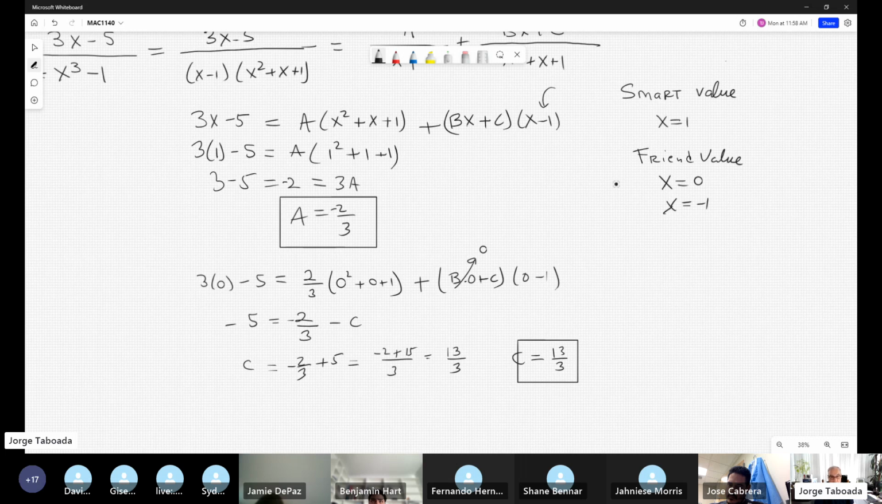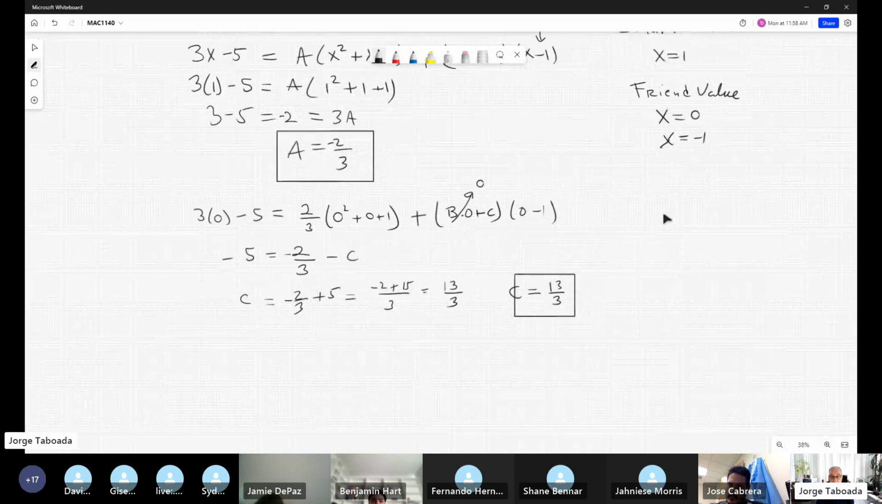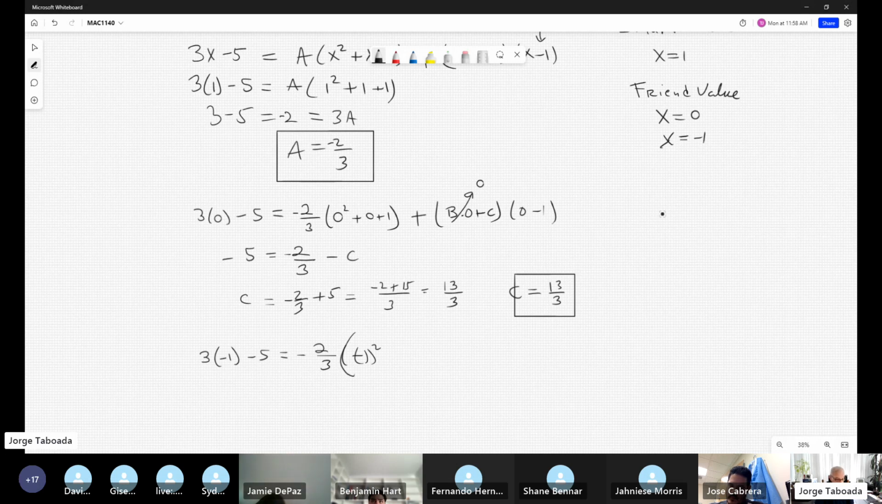Okay, I need to find B now. To find B, well, you use the other easy value, negative 1. It says 3 times negative 1 minus 5 is equal to negative 2 thirds times negative 1 squared plus negative 1 plus 1, plus B times negative 1 plus C, which is 13 over 2, in big parentheses, and we have here negative 1 minus 1. Make sense or no?